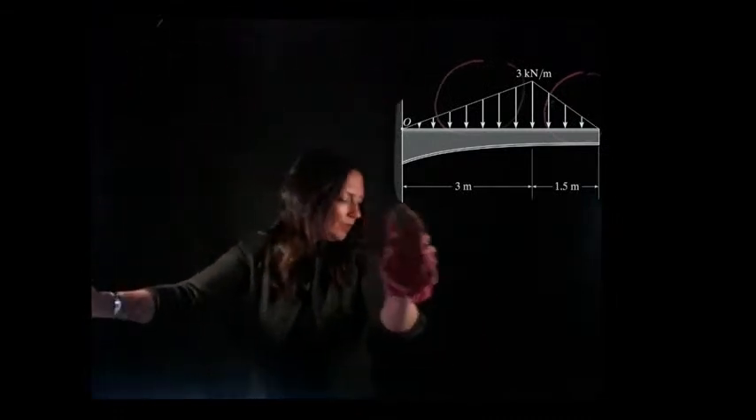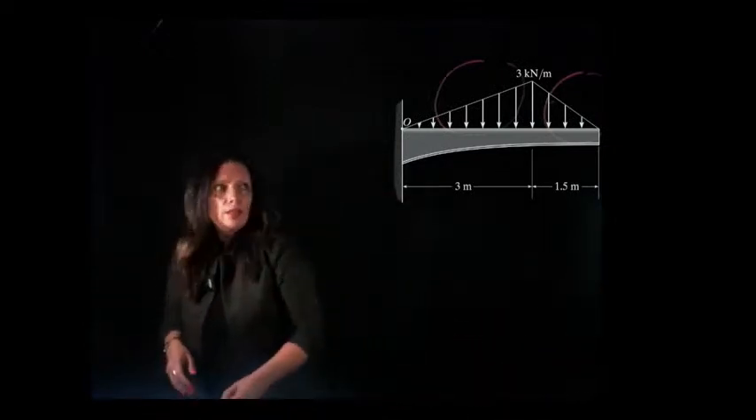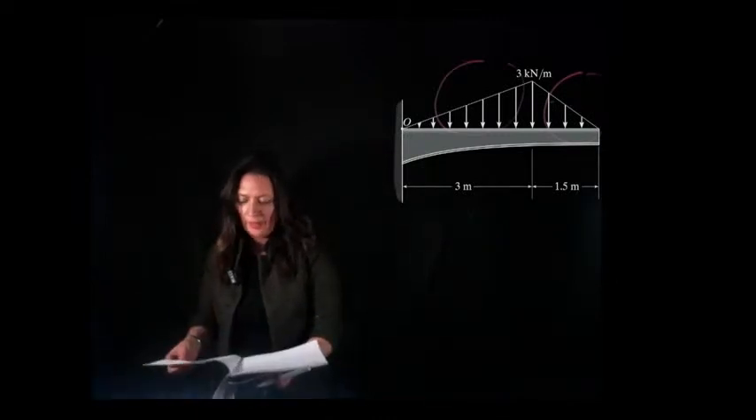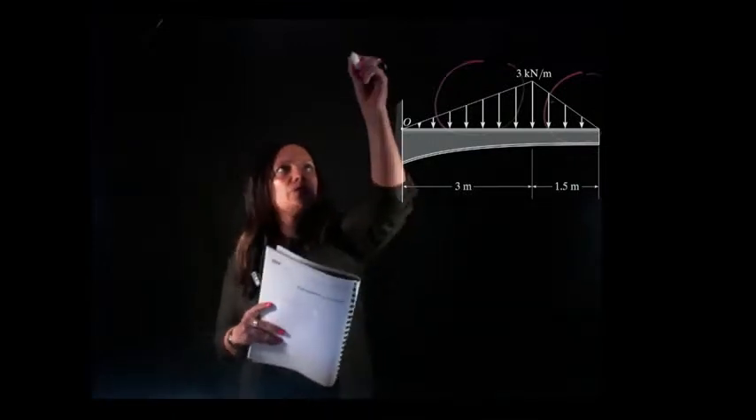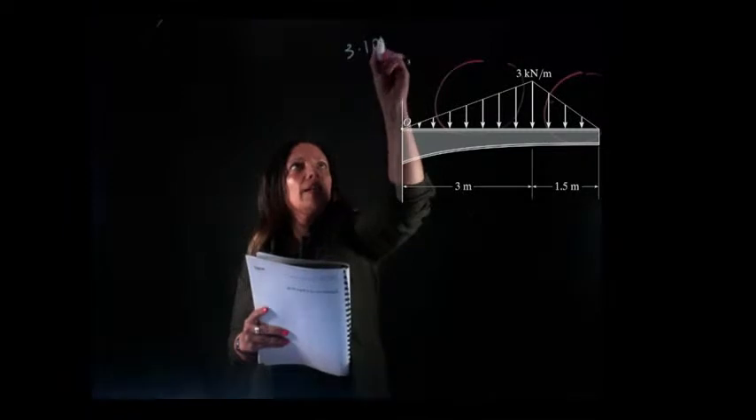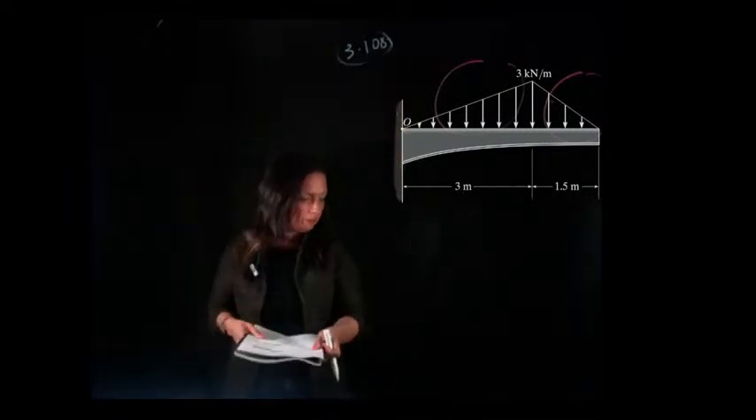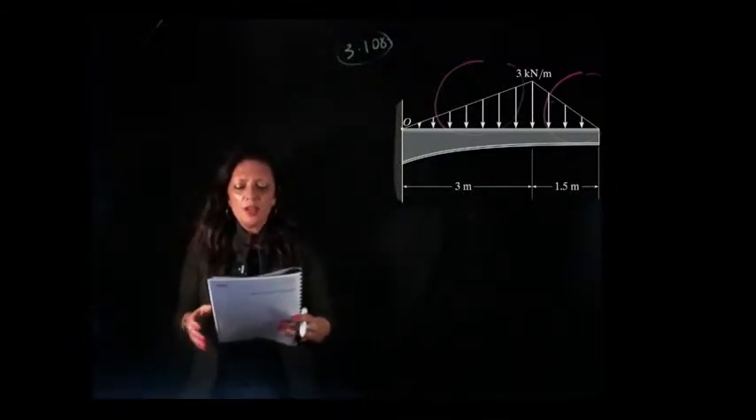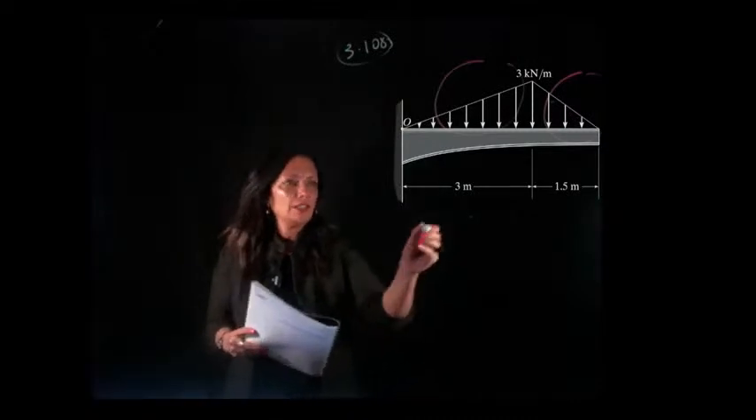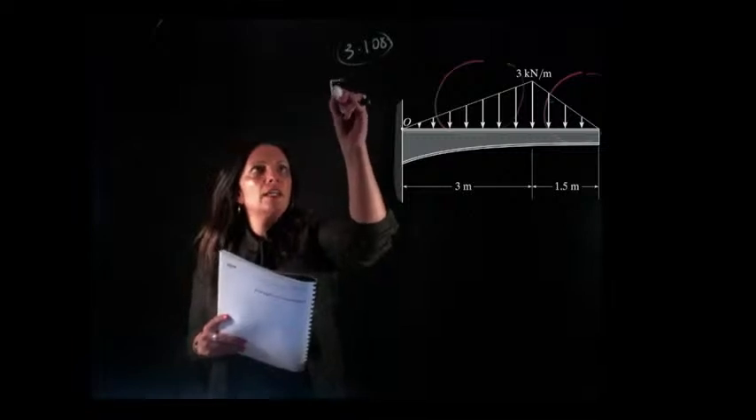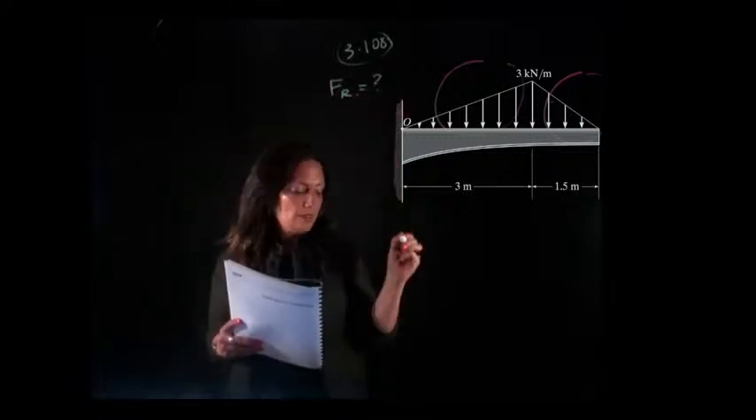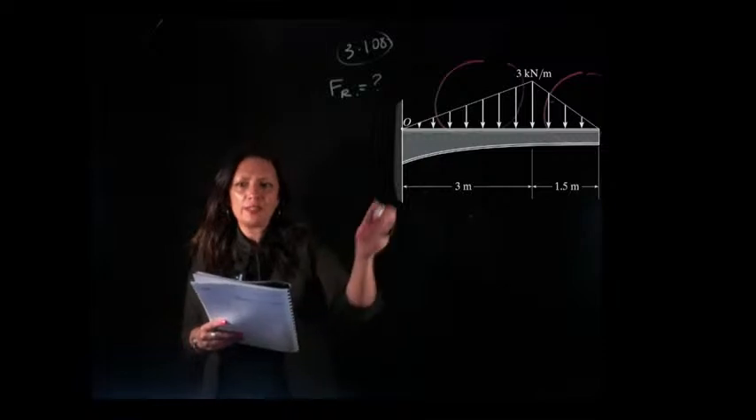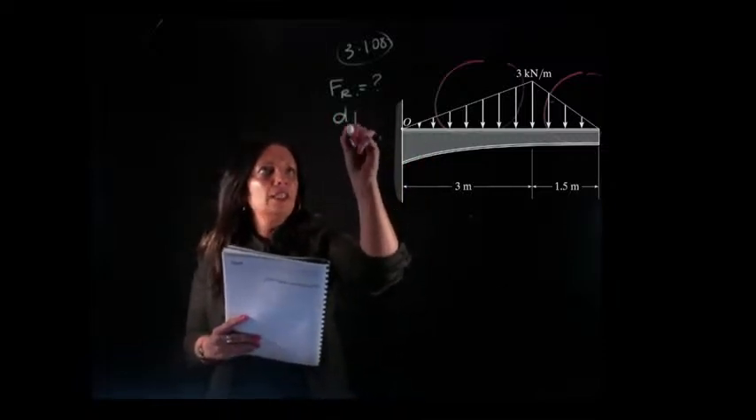Okay, so the question, let's read the question first. This is question 3 in your tutorial book, 3.108, and that's on page 7. The question says, replace the distributed loading with an equivalent resultant force. So what are they asking us to find? They want us to find F resultant. And it also wants us to find and specify its location on the beam measured from point 0. So that means it wants us to find D perpendicular.